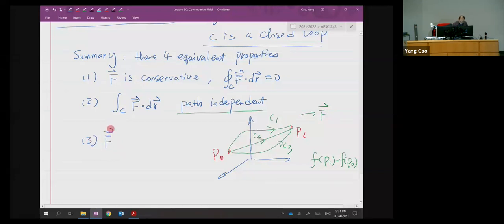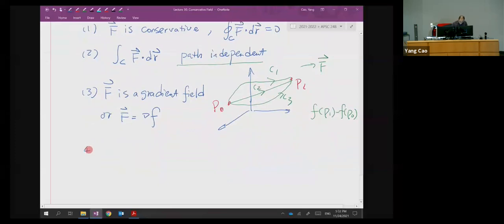Number 3, if F is conservative, it's equivalent to say that F is a gradient field, or F equals del f. So this is also equivalent. Basically, where does F come from, right? F has to come from the gradient operation of a scalar function f, or potential function f. That's the connection, right? If F is conservative, it has to be like that.